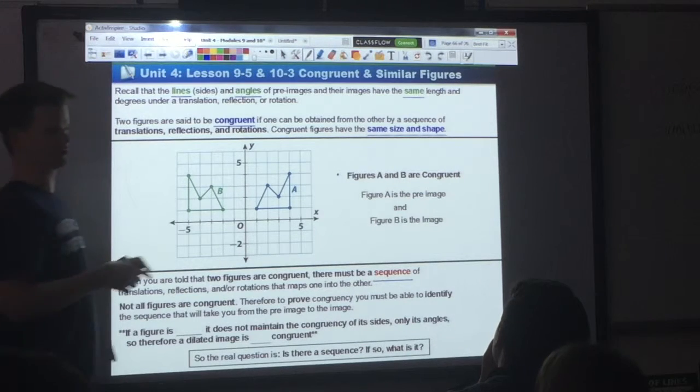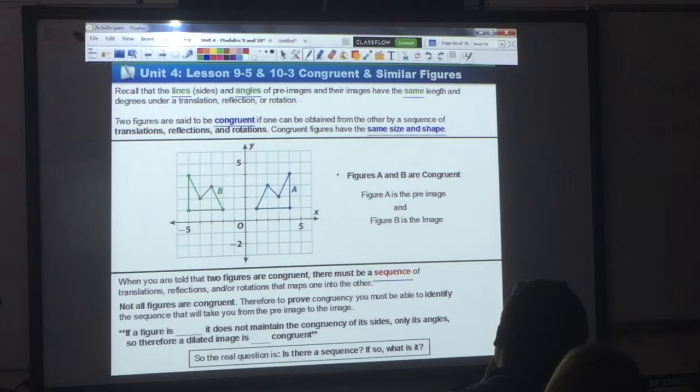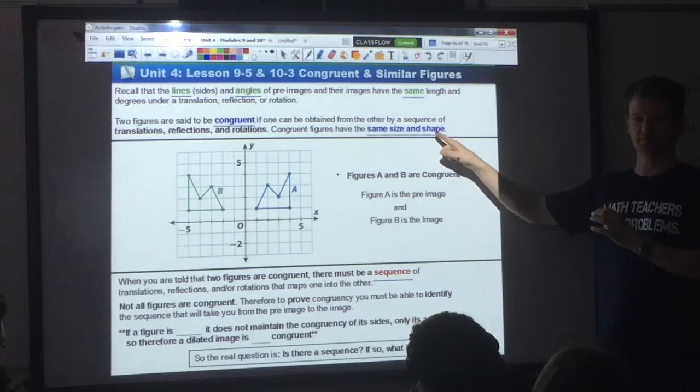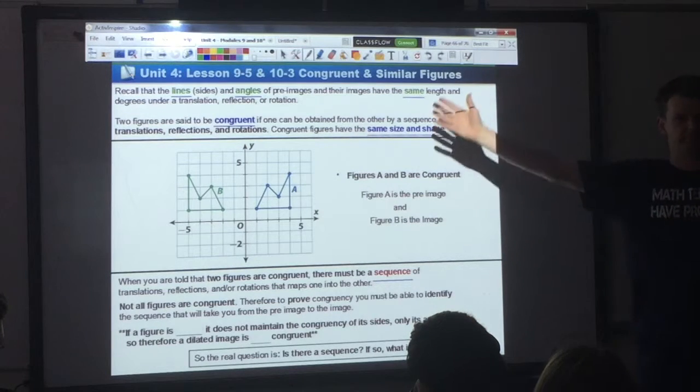Now, not all figures are congruent. They just don't. Some figures will not be congruent. And one of the easiest ways to see if they're not congruent is if the size is different or the shape is different.